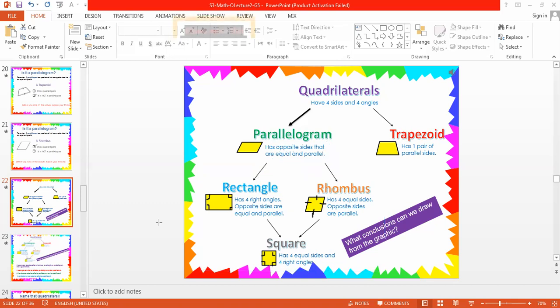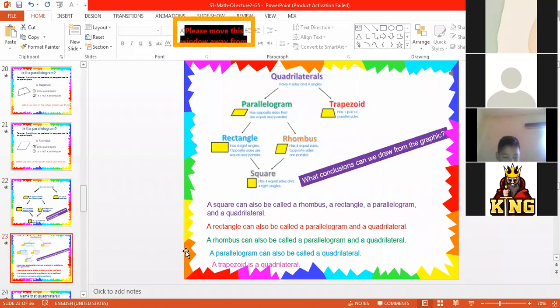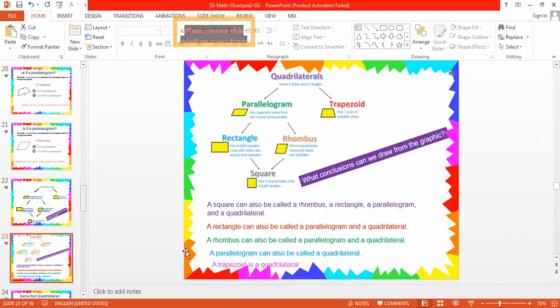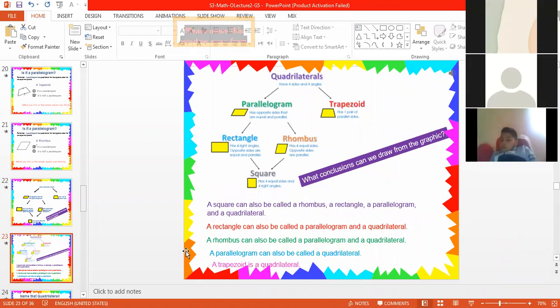Very good. So a square can also be called a rhombus, a rectangle, a parallelogram. A rectangle can be called a parallelogram and quadrilateral. A rhombus can be called a parallelogram and quadrilateral. A parallelogram is also a quadrilateral, and a trapezoid is a quadrilateral. This page is very important. Okay. Let us continue now.